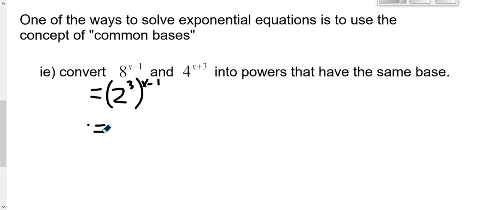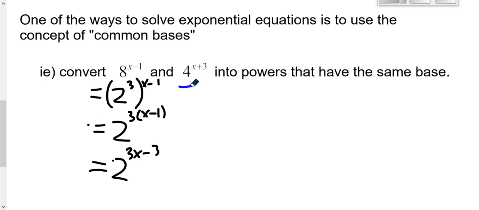That gives you 2 raised to the power of 3x minus 1. If you want, you can skip this step, but never mind. It's not too much extra work. This times that gives you 3x minus this times that gives you 3. So here we go, like that. Now let's look at the other one. Let me use a different color.